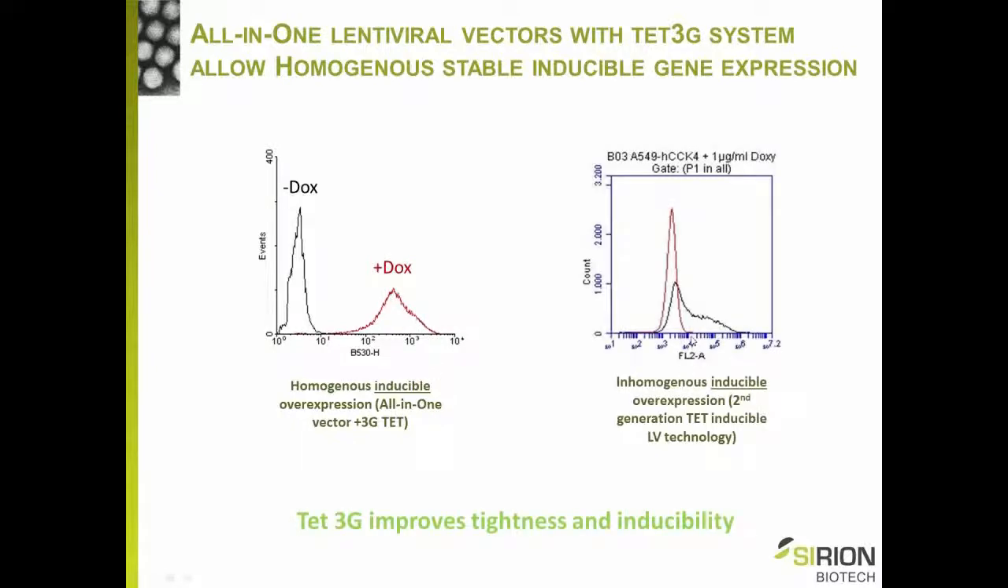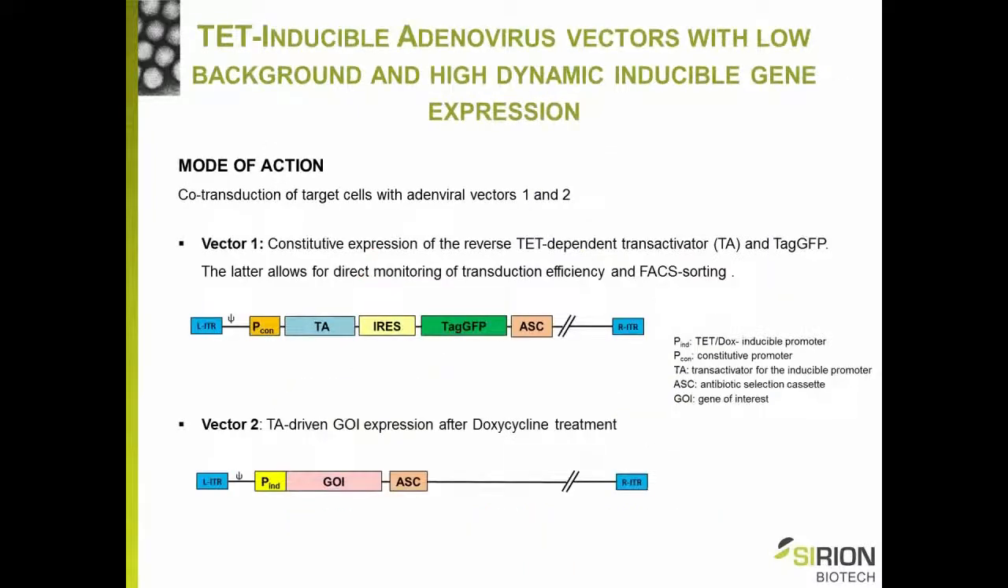On the right, you see what it used to be before. This is the second generation TET-inducible system, where we had about 3 log units, more than 1,000-fold difference in gene expression within a cell population when you induced gene expression with the older systems. I guess that's a very good improvement, and this allows us now to use those systems and to really do target research. The TET-inducible system also works in the adenoviral vector.